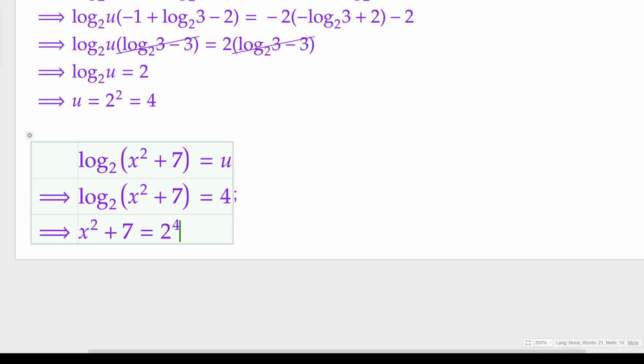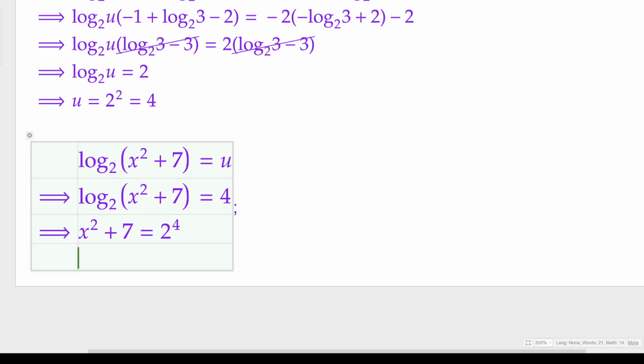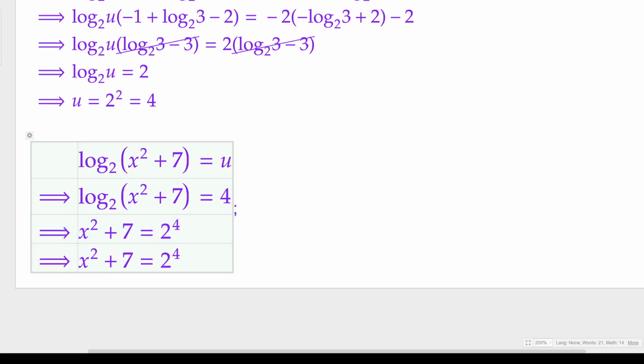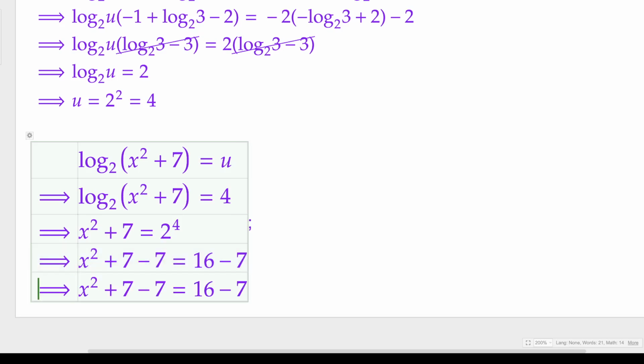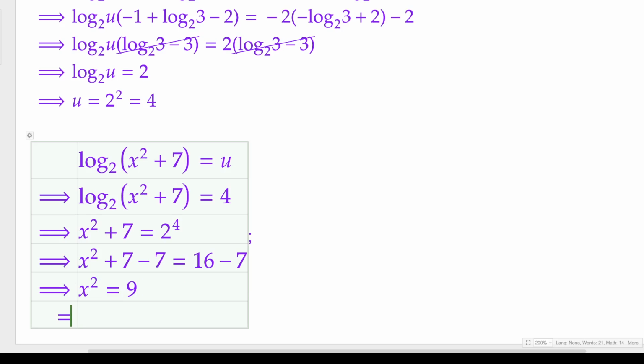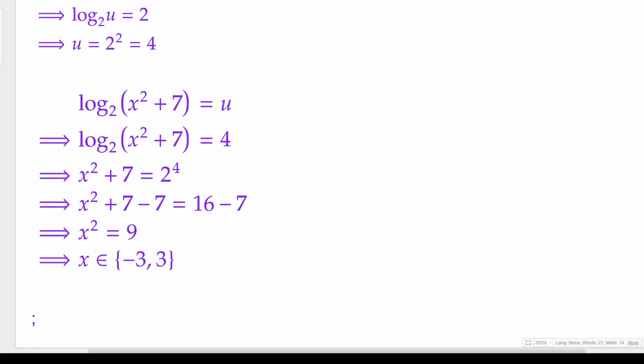So 2 to the power 4 is nothing but 16, right. So in the next step I can write this will be 16, and on subtracting 7 on both the sides, this will yield 0 on one side, and here 16 minus 7 will be 9, and from this we can say that x belongs to the solution set negative 3 and positive 3. So these are the two acceptable answers for x.